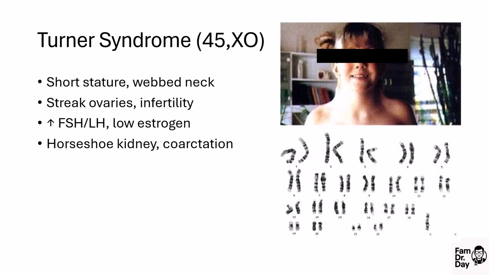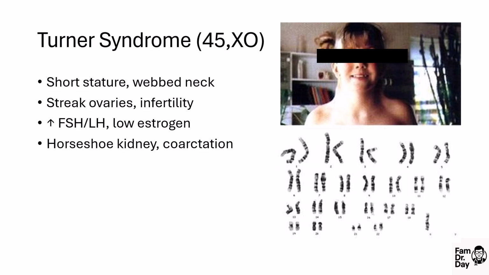The ovaries are replaced by fibrous streak tissue, leading to primary amenorrhea and infertility. Because the ovaries don't produce estrogen, there's decreased estrogen. And in response, the pituitary pumps out increased FSH and LH. Again, hypergonadotropic hypogonadism. Don't forget the associated anomalies, horseshoe kidney and coarctation of the aorta, both board favorites.